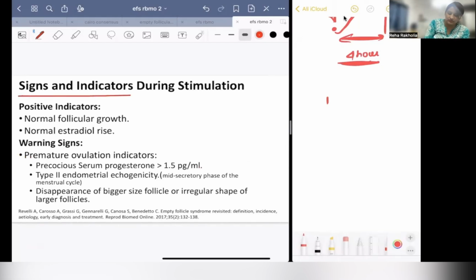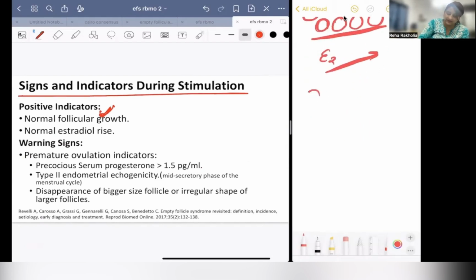Signs and indications during stimulation. What are the positive indicators? If there is normal follicular growth, then it is a positive indicator, and if the estradiol level is good and rising, then it is a positive indicator. What is the negative indicator?